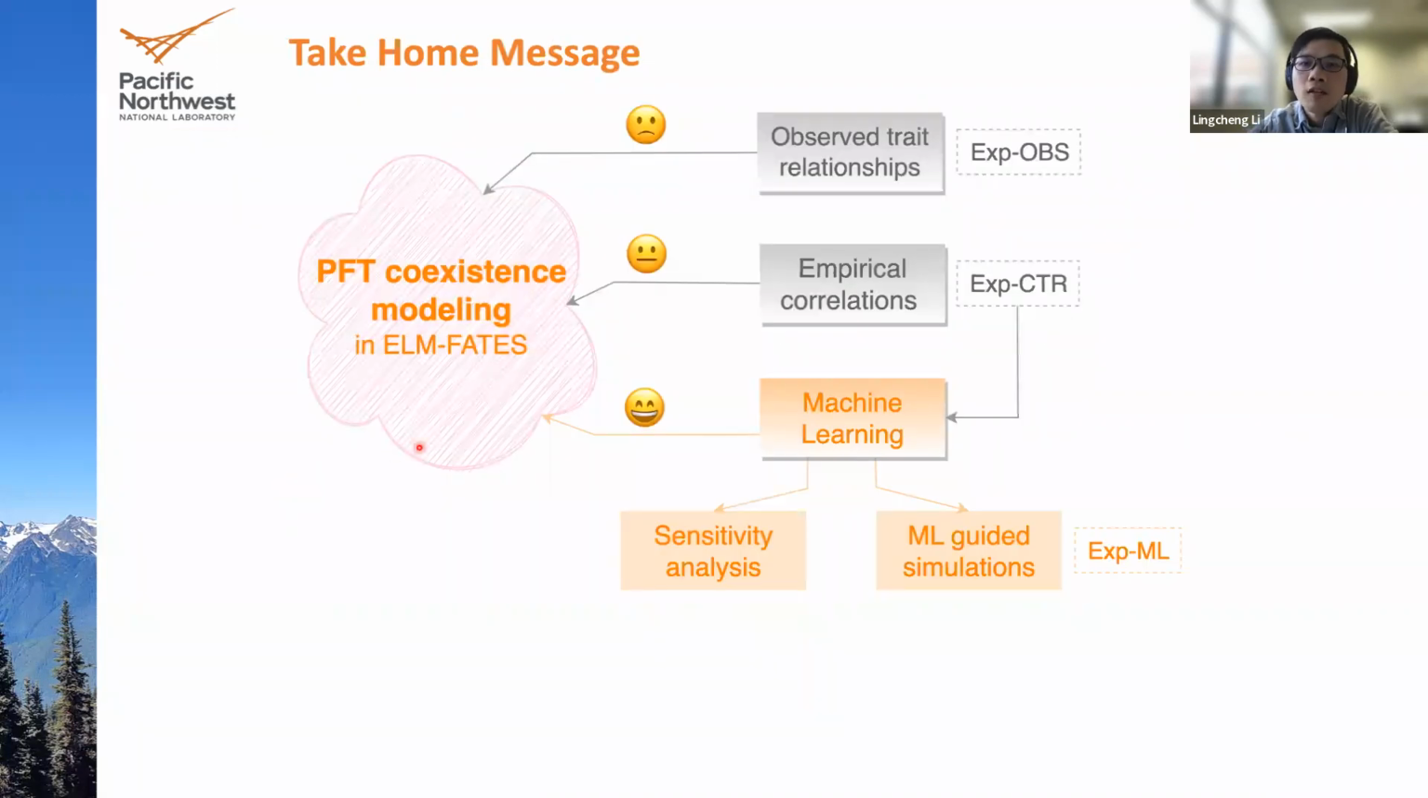So finally, the take-home message is that we tried different ways. First, we tried: can we use observed trait relationships to improve the PFT coexistence modeling? The answer is no, but we do note that there are some limitations when we consider the observations. Second, we have the control experiment, where we build some simple empirical relationships. Is this enough? The answer is also no. It can improve, but it's not enough.